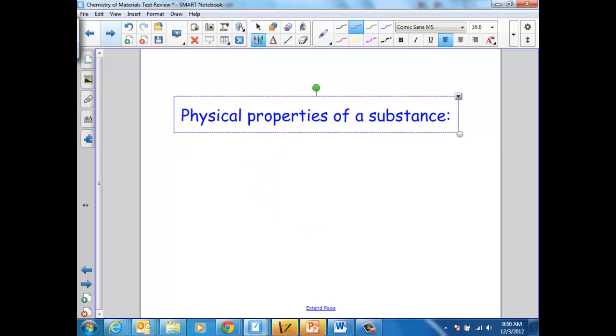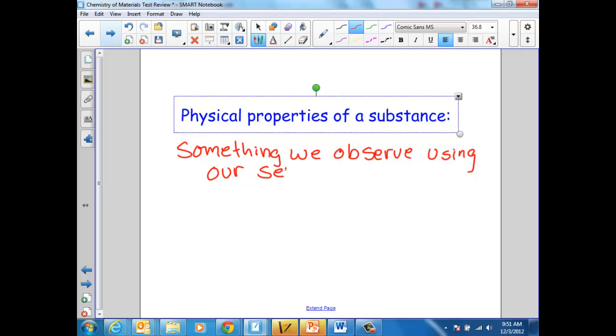All right, physical properties of a substance. We spent a whole lot of time in this unit talking about physical and chemical properties. Who can tell me some examples? Well, first off, tell me what a physical property is. Something that you can see or know. Okay, so something we observe using our senses. Okay, so what are some examples?